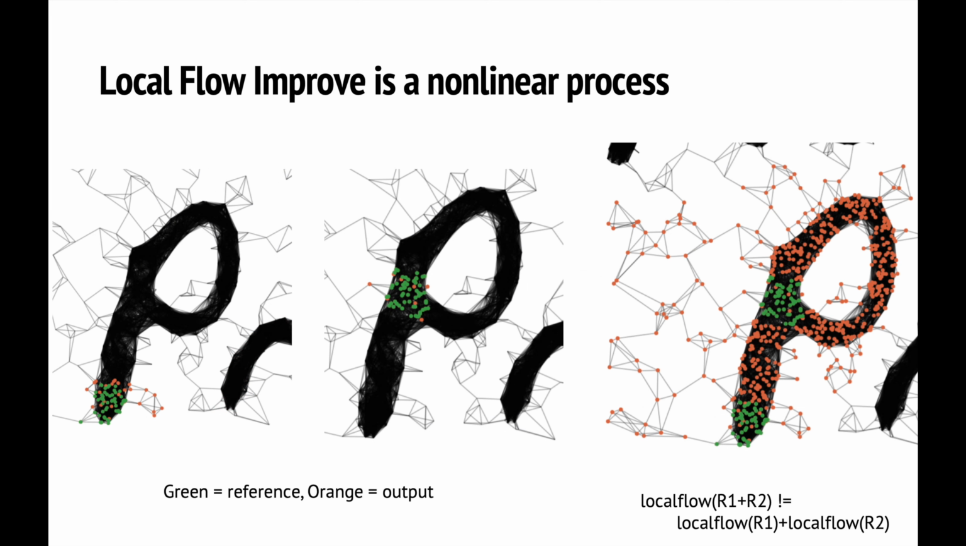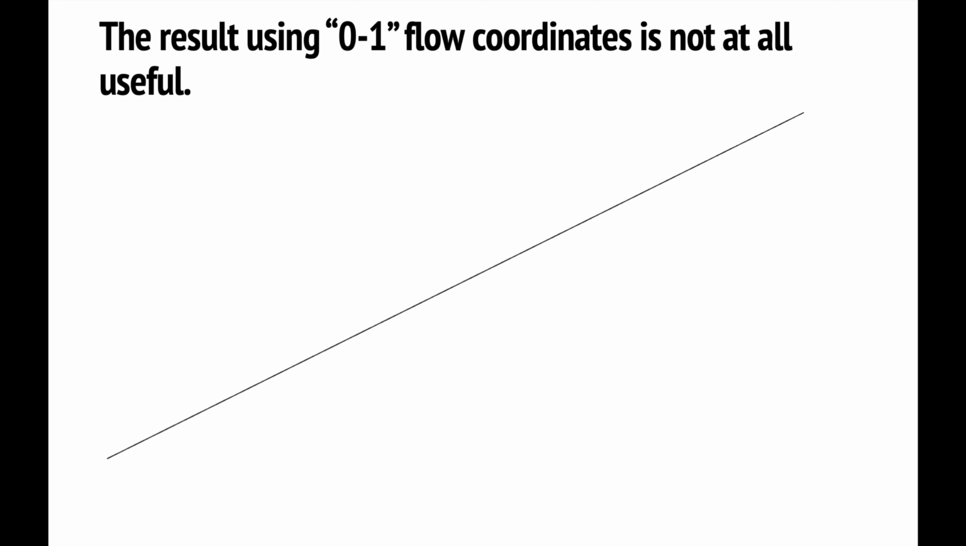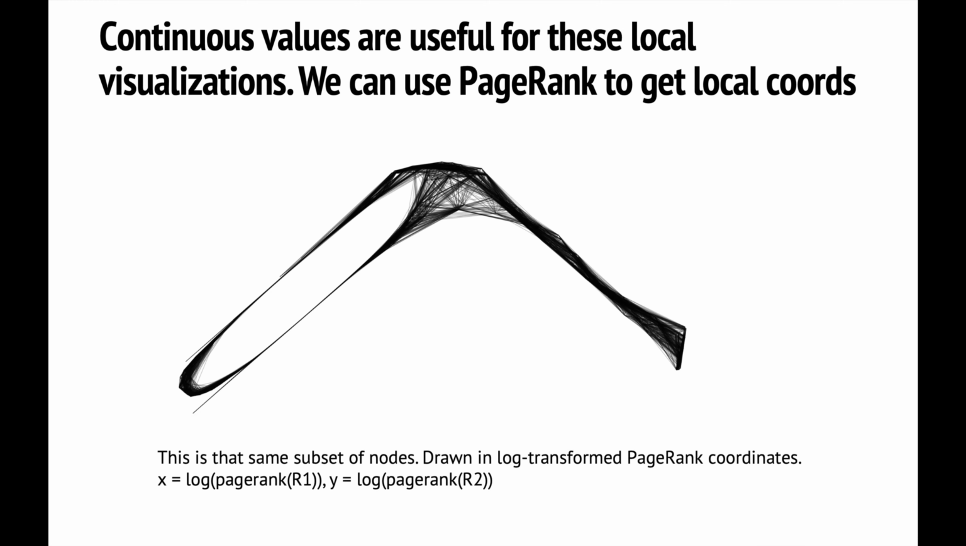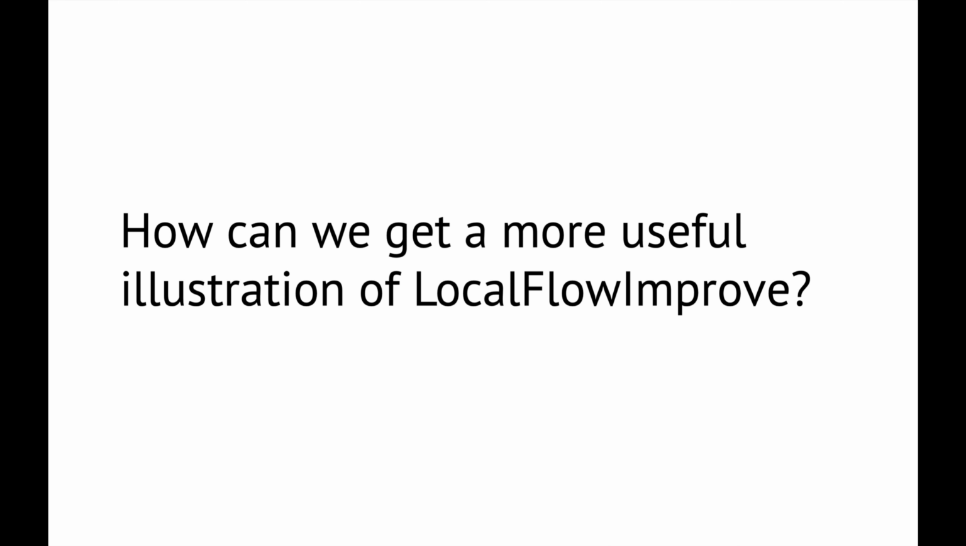The process we're going to use is called local flow improve, which takes a reference set and moves it to an output set. But this is a nonlinear process, so adding reference sets does not add the outputs. Moreover, the output from this is fundamentally 0, 1, or discrete, which makes it challenging to use for visualization. PageRank actually works better here. So what can we do?